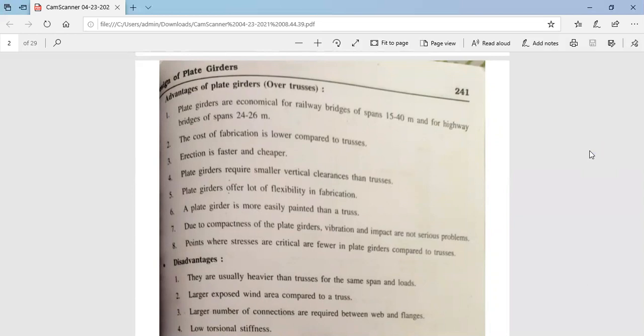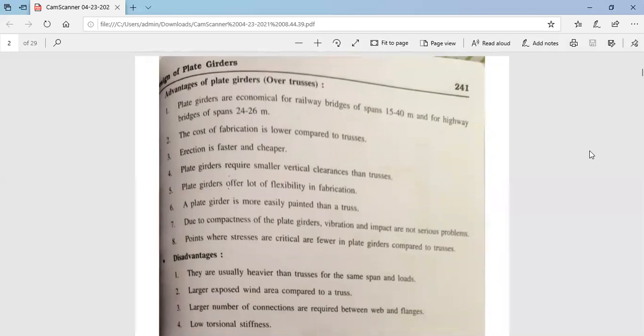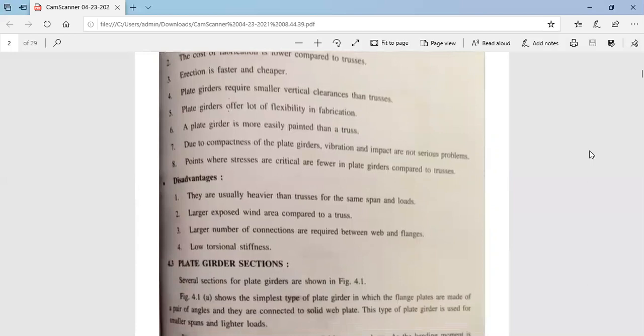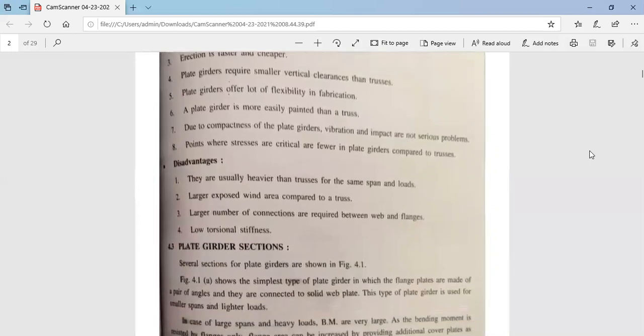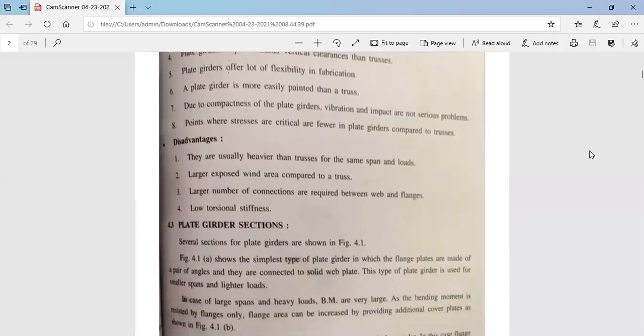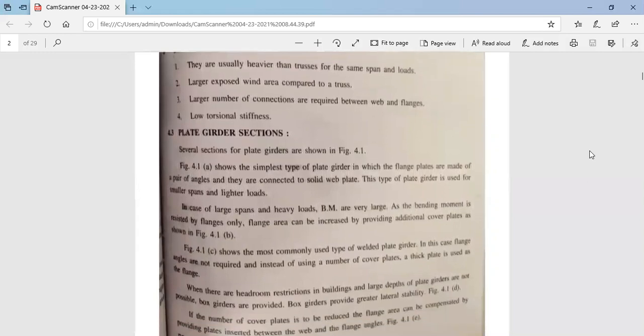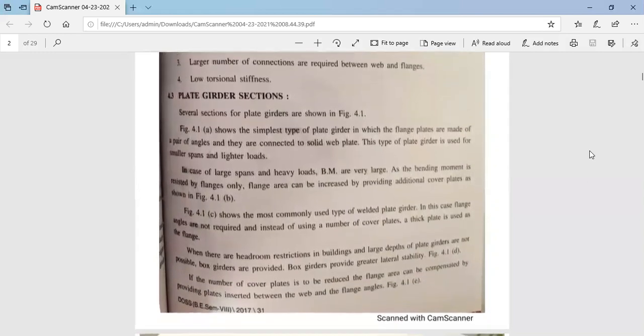Due to compactness of the plate girders, vibration and impacts are not serious problems. Points where stresses are critical are fewer in plate girders compared to trusses. Now talking about the disadvantages, they are usually heavier than trusses for the same spans and loads. They have a larger exposed wind area compared to the truss, a larger number of connections are required between the web and the flanges, and low torsional stiffness, right?